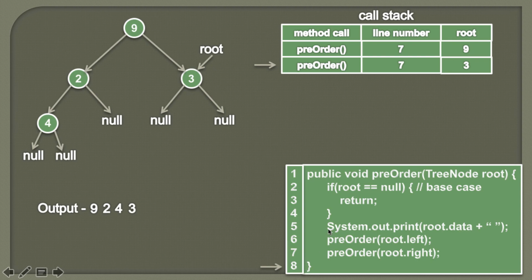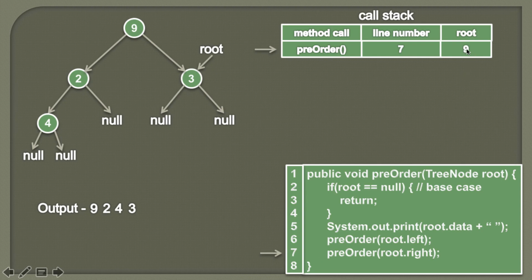Moving ahead. Now once we have executed all the statements from this pre-order, it will be removed from the stack, and the execution point will go to the method which called this method. And the point at which we had left this pre-order was line number 7. So therefore the execution point will start from line number 7. And we also know that at that moment the root was 9. So therefore now the root will point to 9. And finally we are done with this pre-order. Therefore this method will be removed from the stack.